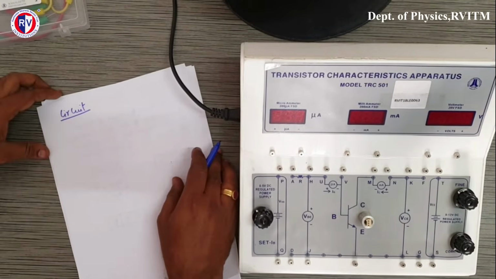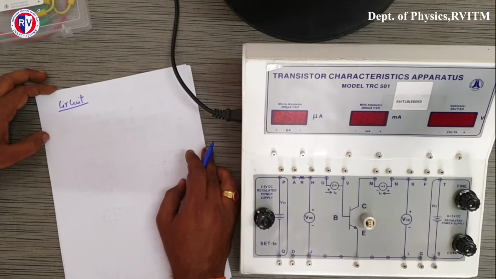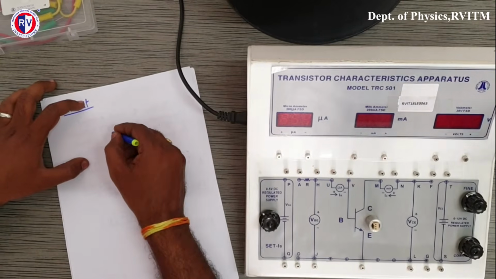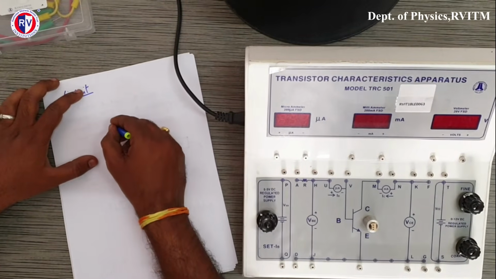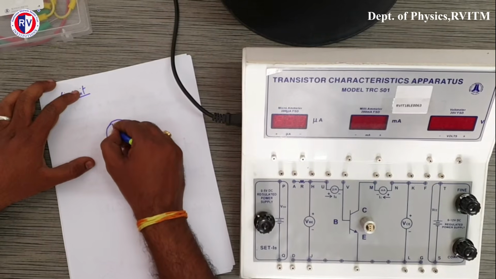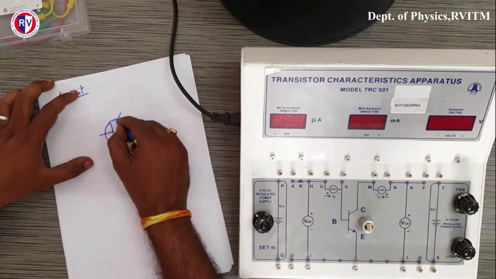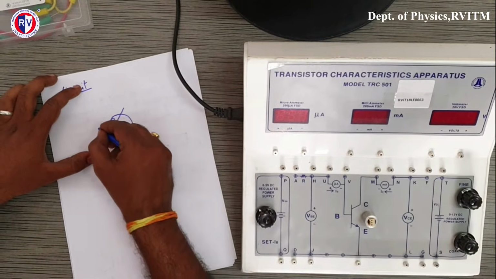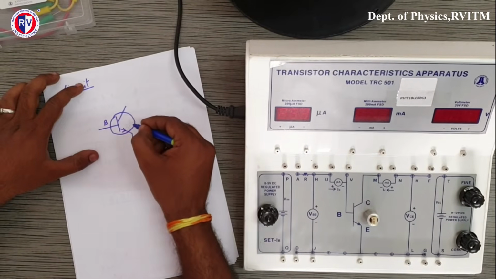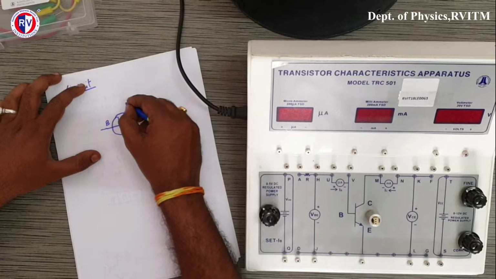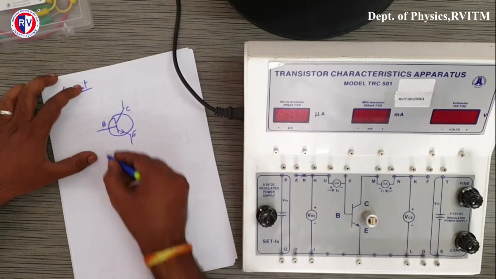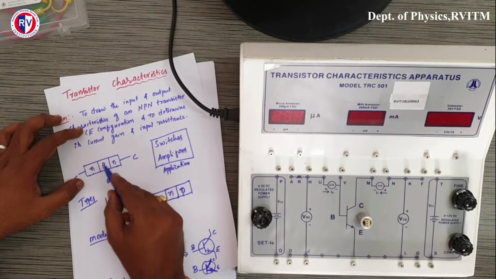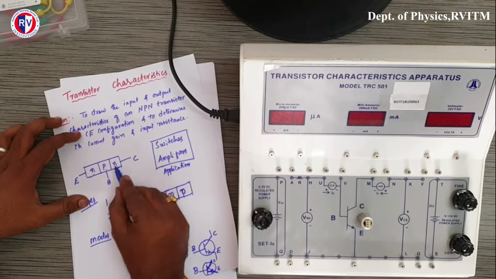In this experiment we are using an NPN transistor in CE mode. So the circuit diagram looks like this. Let's consider we have a transistor here. This is an NPN transistor. This is the base, this is the emitter, and this is the collector. The base is p type, the emitter is n type, and the collector is n type.